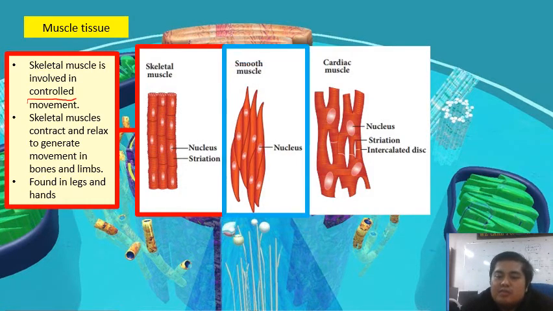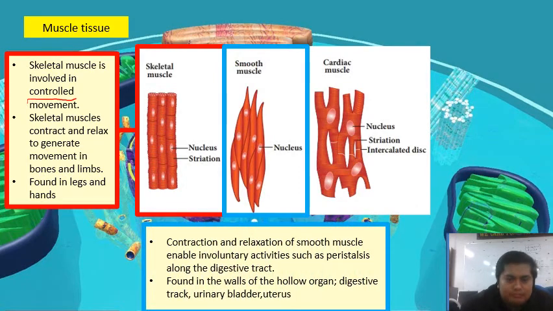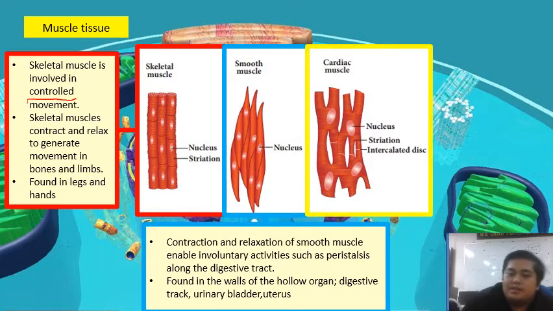Manakala untuk smooth muscle pula, the contraction and relaxation of smooth muscle enable involuntary activities such as peristalsis around the digestive tract. So it also can be found in the walls of the hollow organs, digestive tract, urinary bladder, and uterus. So last kali kita ada cardiac muscle.